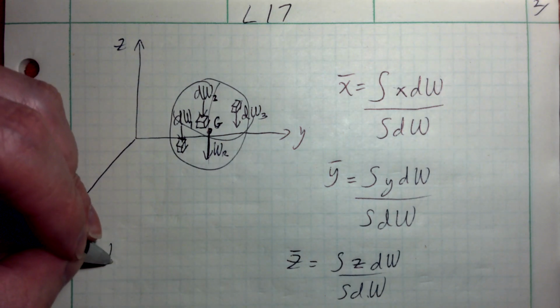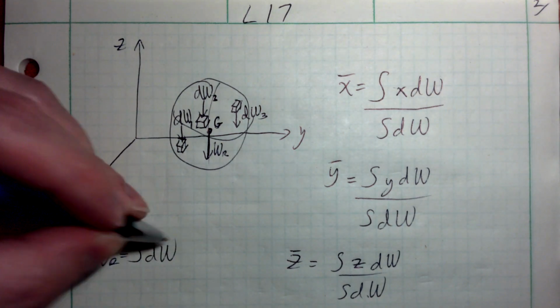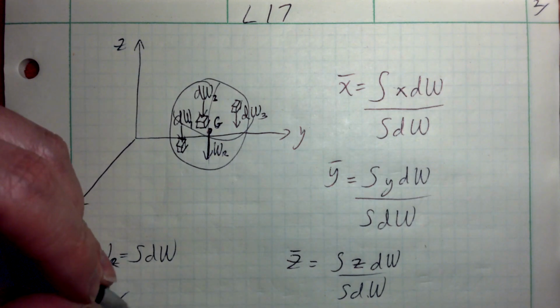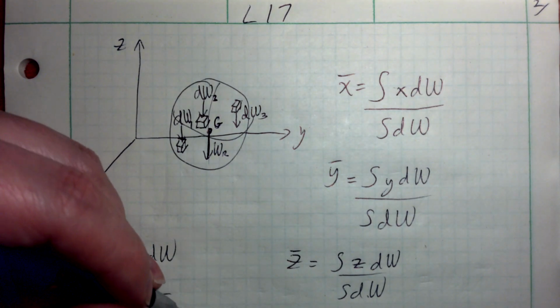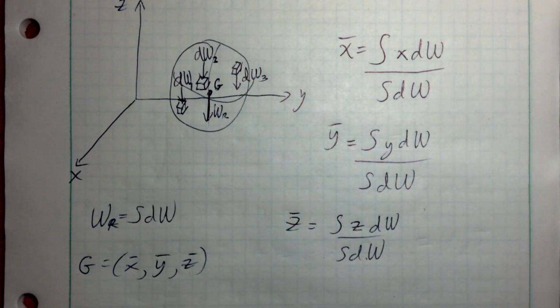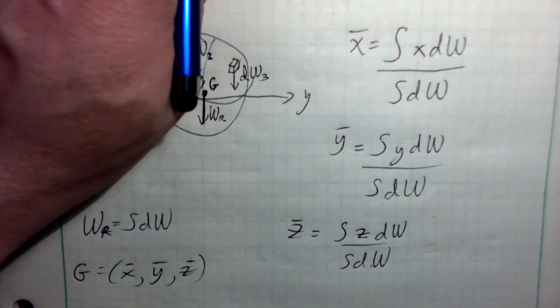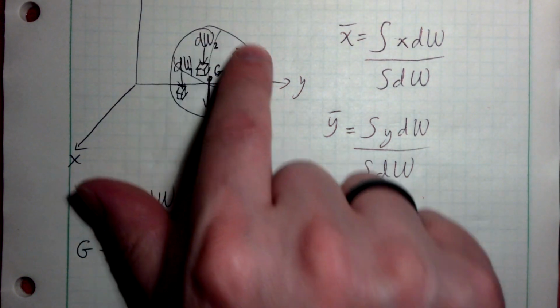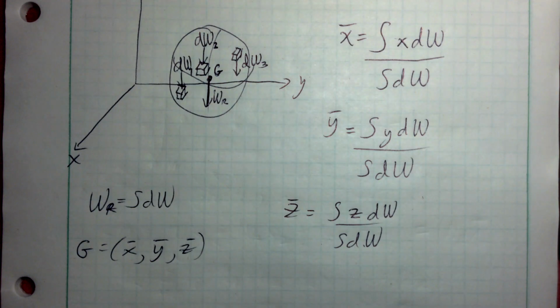Well, that resultant weight, of course, would be the integral of dw. And G, again, would be the x bar, y bar, and z bar location of that centroid, or the center of gravity, I should say. Haven't talked about centroids yet. So you can do it if I can describe this as a mathematical function that I can integrate. Well, I just take that function, multiply by x, y, or z, and perform the integral, and we're off to the races. Now, so we'll see that.